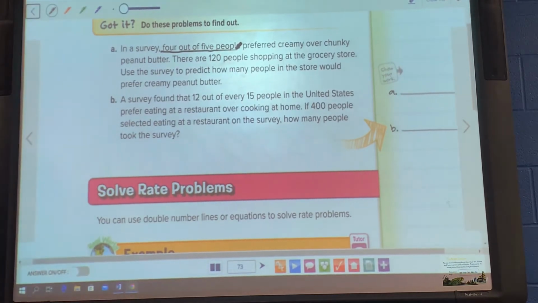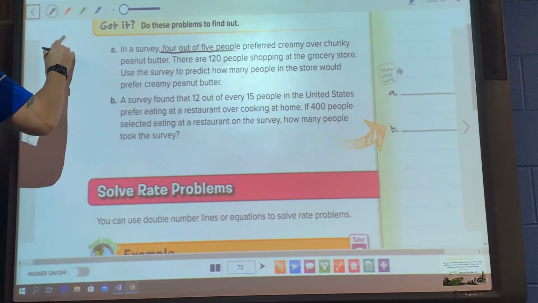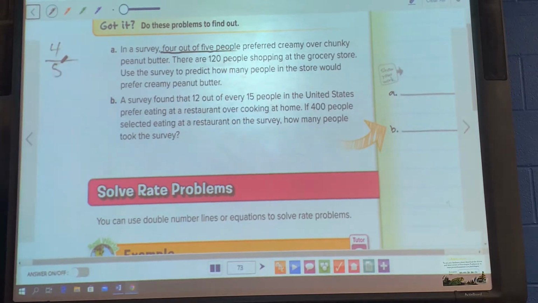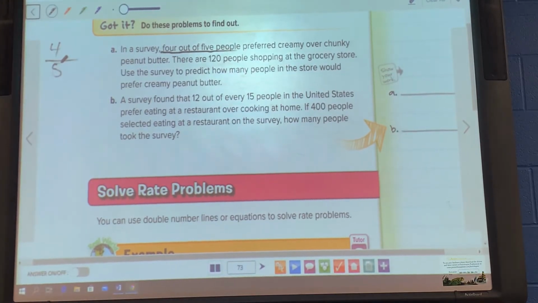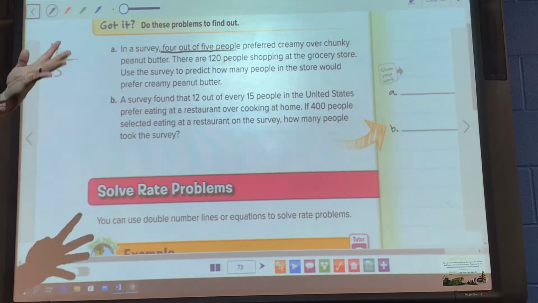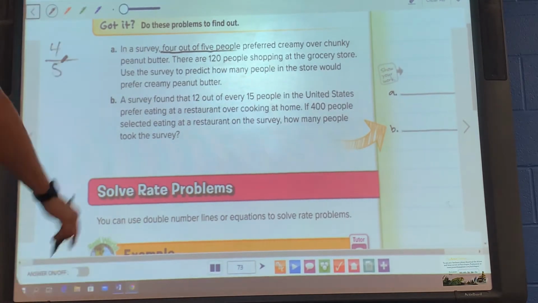Okay, so first off, I'm going to start with this first one here. So 4 out of 5. So 4 people out of those, so the total is 5, the total amount they surveyed. 4 is the one that chose creamy over chunky.